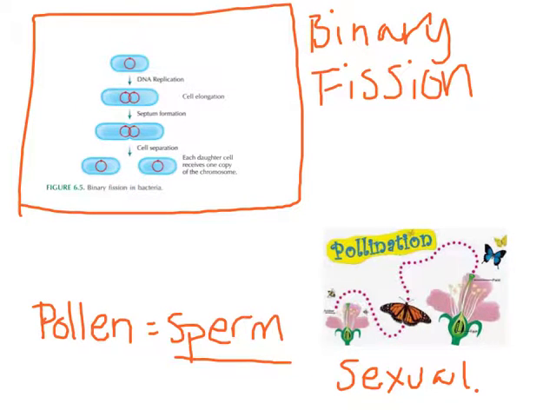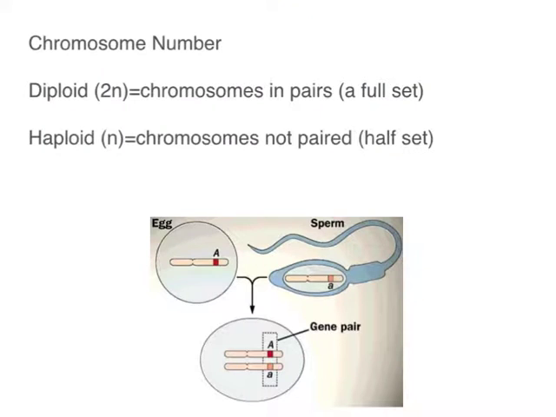This starts with one organism. There's not two organisms involved like in fertilization. There's just one. So this one is obviously asexual reproduction. I think that's what trips students up on the EOC.